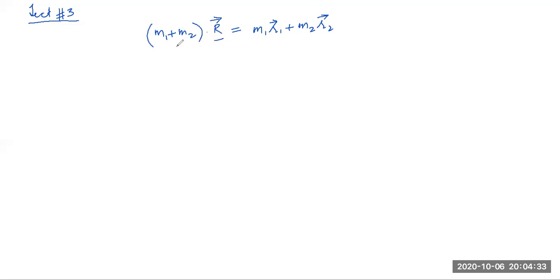The position vector of the center of mass of a two particle system is such that the product of the total mass of the system and the position vector of the center of mass is equal to the sum of the products of the masses of the two particles and their respective position vectors.